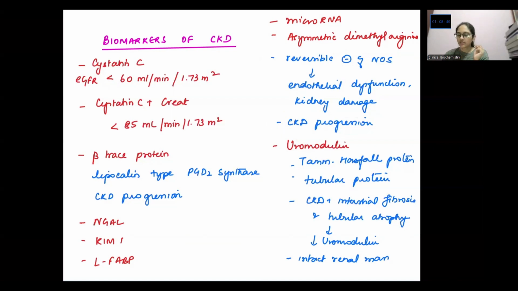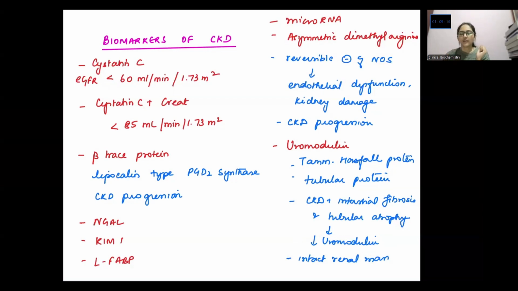Next biomarker is uromodulin. Uromodulin is nothing but Tamm-Horsfall protein. Yes, this is a tubular protein that we had learned, right? When CKD is associated with interstitial fibrosis and tubular atrophy, the levels of this uromodulin will decrease. So this basically tells us about the intact renal mass, beyond the kidney function; uromodulin will tell us about the intact renal mass.